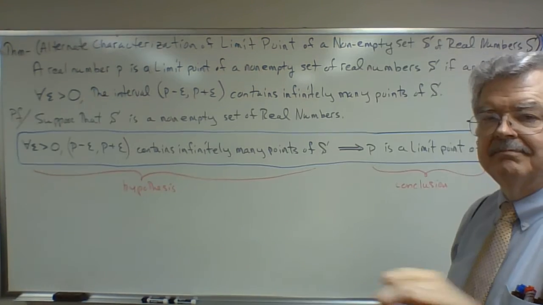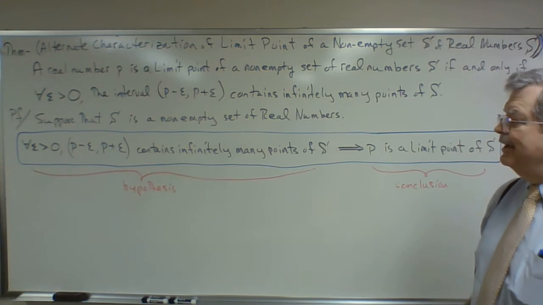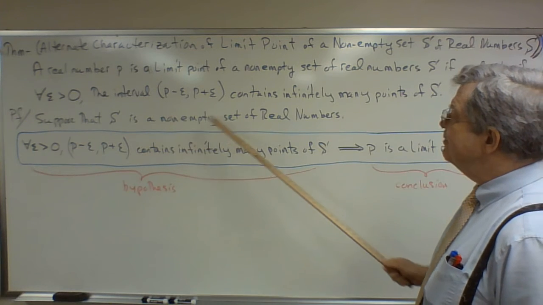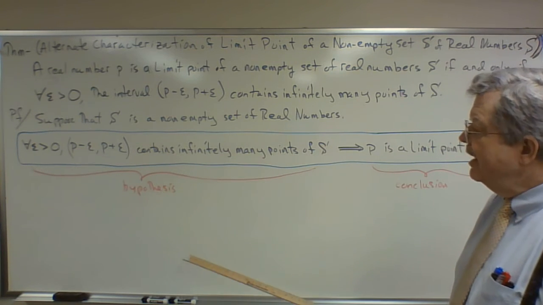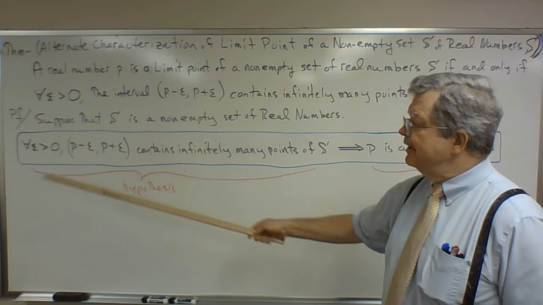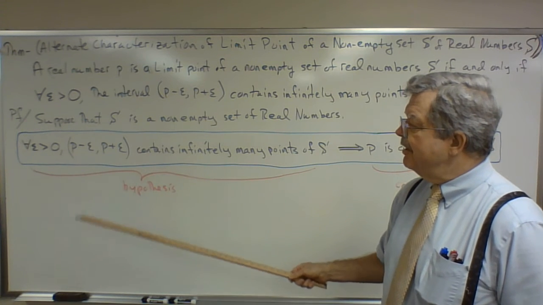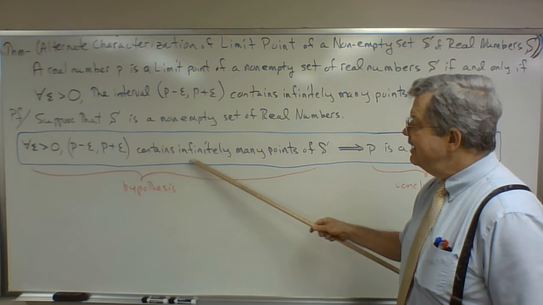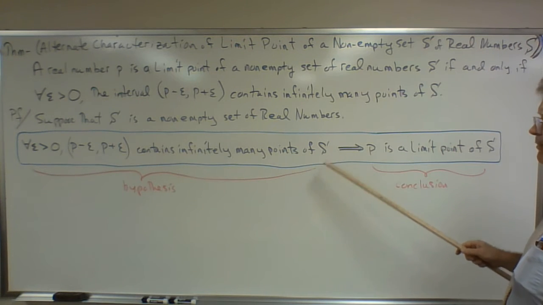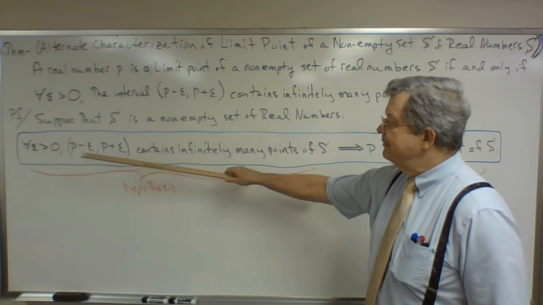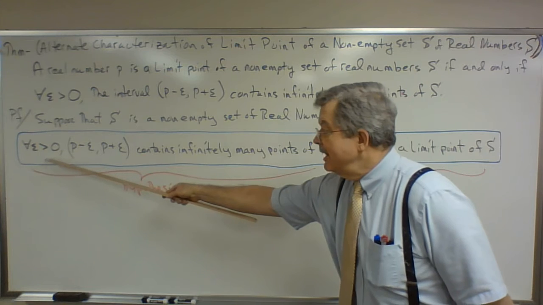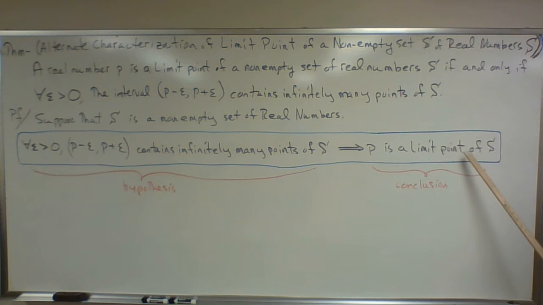Okay. So here I am hitting the chicken switch. I do the easy way first. And we assume that S is a non-empty set of real numbers. And the part that we're going to prove first is, for each epsilon greater than 0, the interval (P minus epsilon, P plus epsilon) contains infinitely many points of S. This hypothesis, the fact that this interval contains infinitely many points of S for all epsilon, implies that P is a limit point of S.